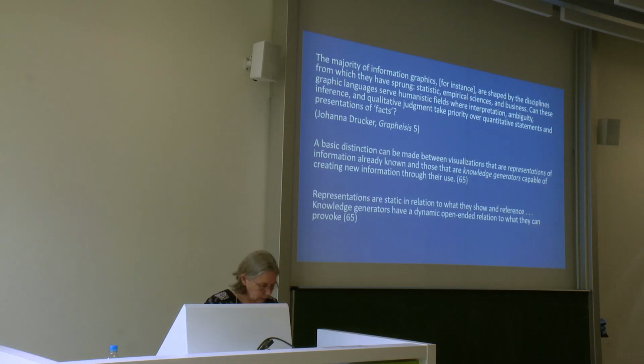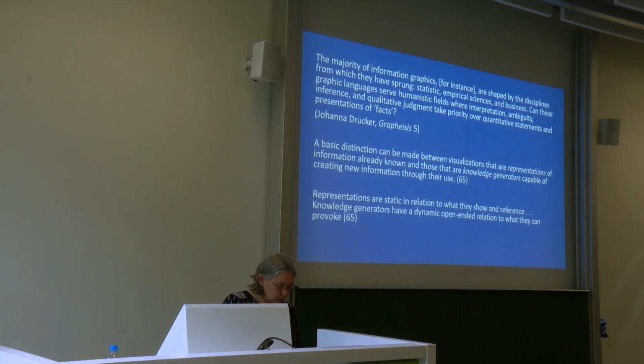Such a position dovetails with the work of Johanna Drucker in the field of digital humanities, who makes a strong case for the need to reclaim visualization tools. She says, the majority of information graphics are shaped by the disciplines from which they have sprung: statistics, empirical sciences, and business. Can these graphic languages serve humanistic fields where interpretation, ambiguity, inference, and qualitative judgment take priority over quantitative statements and presentations of fact? Focusing on the way information is presented, she sets out to consider how to serve a humanistic agenda by thinking about ways to visualize interpretation.